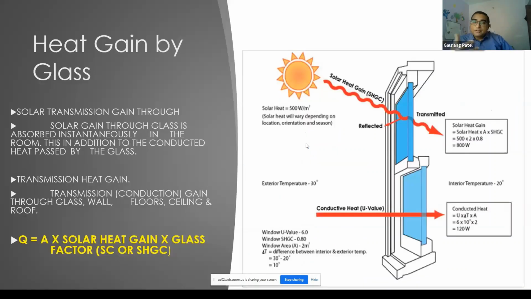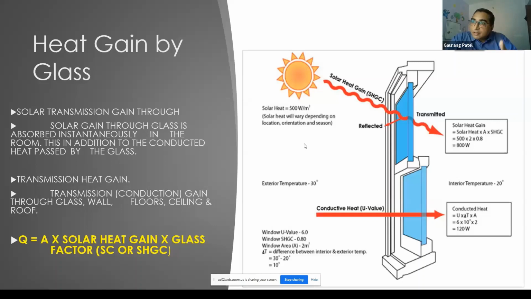Now let's come to the first parameter, the glass. Now we'll go through the various components and how to calculate the heat. Till now we have taken all the surveys and everything, and we have defined the parameters. Now we'll go through the various parameters for the heat load calculations. The first one is the glass.